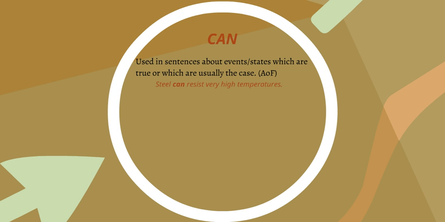For example, steel can resist very high temperatures. Is this always the case? Yes. Is this sentence true? Yes, it can. We can look up this fact. So it's an assessment of a fact. It's almost like you're emphasizing this fact that it can resist. There's an emphasis there. The focus is on the resisting as opposed to the high temperatures.